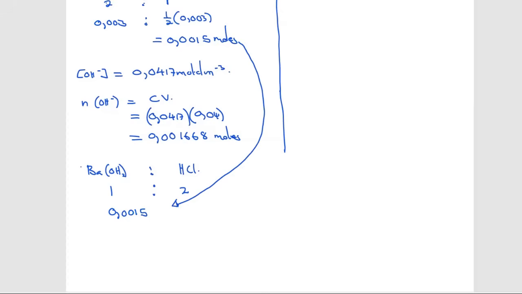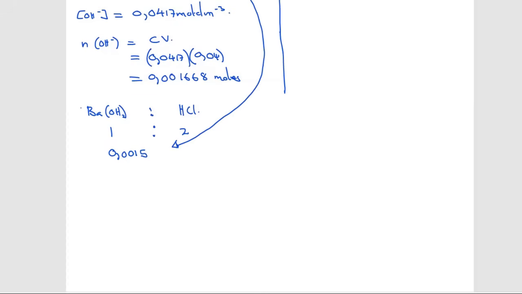Then the number of moles of barium hydroxide is equivalent to this value, 0.001668, all over 2, so divided by 2, because the ratio in terms of how it neutralizes, 1 is to 2.